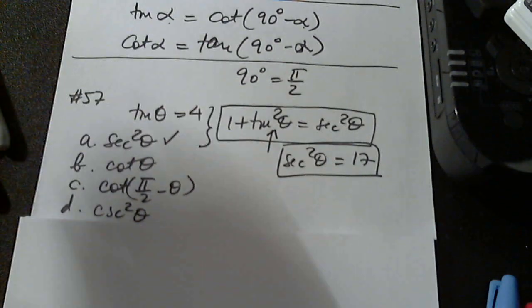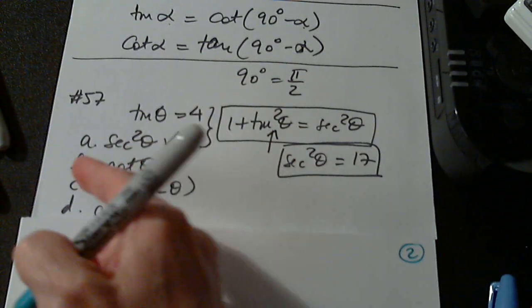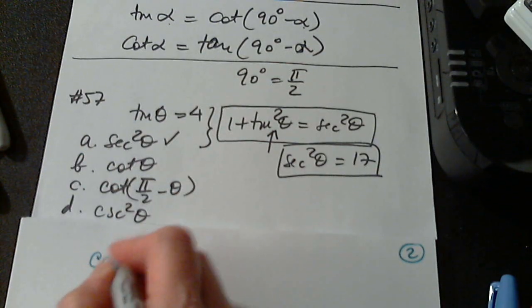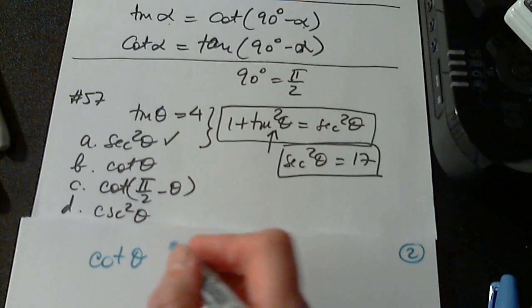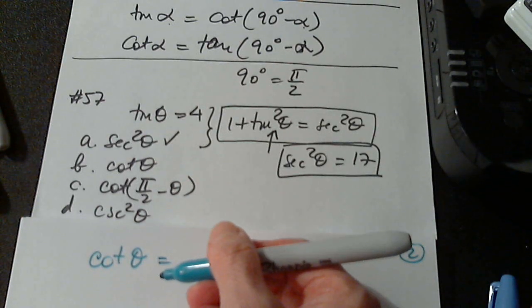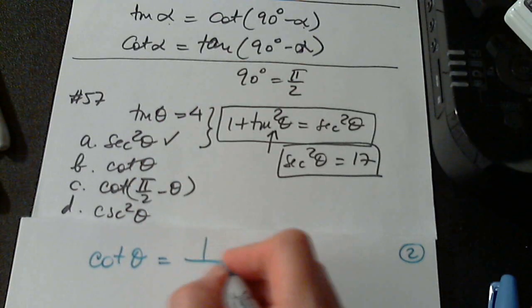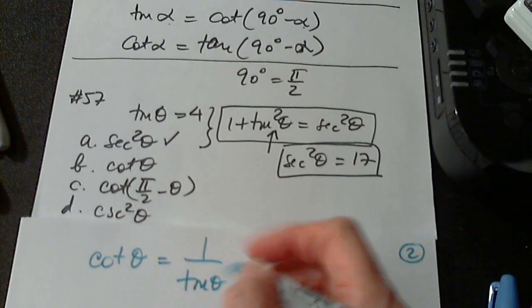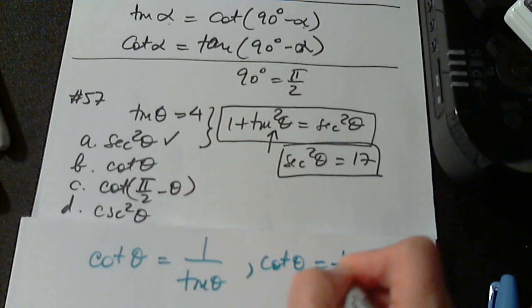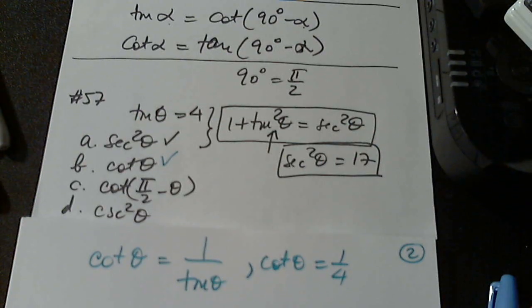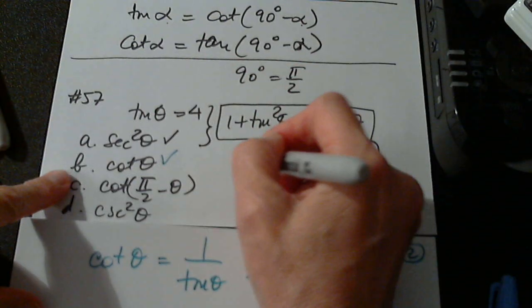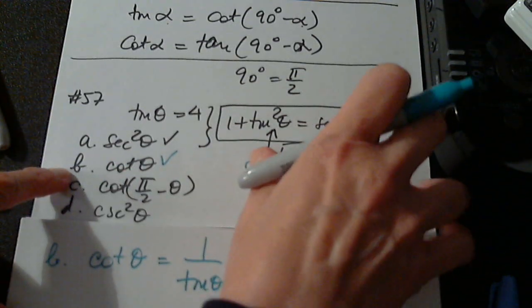Okay, let's move on to part B. In part B, we want to find cotangent theta. But I know what cotangent is: it's 1 over tangent. So cotangent is 1/4. Done. Any questions? Maybe I should write A here and B here, so it's very clear.